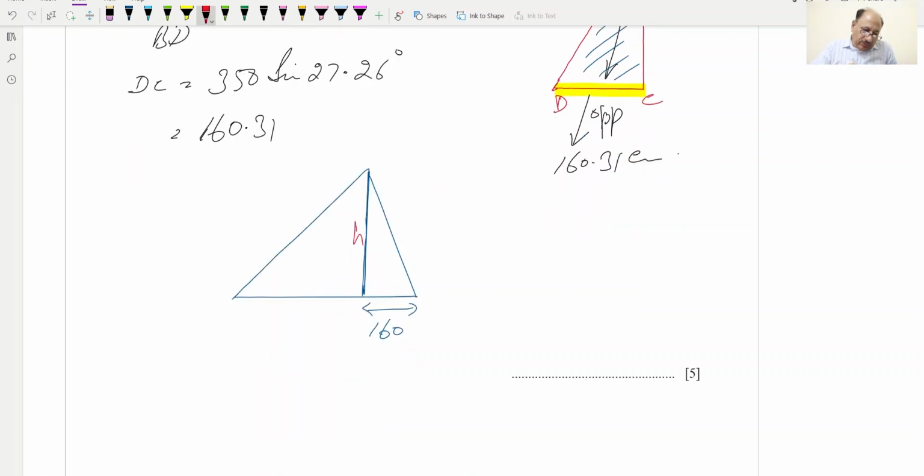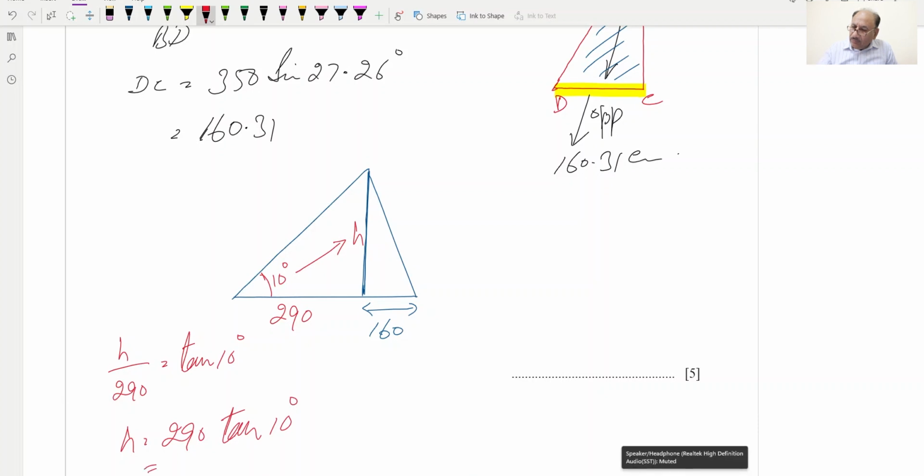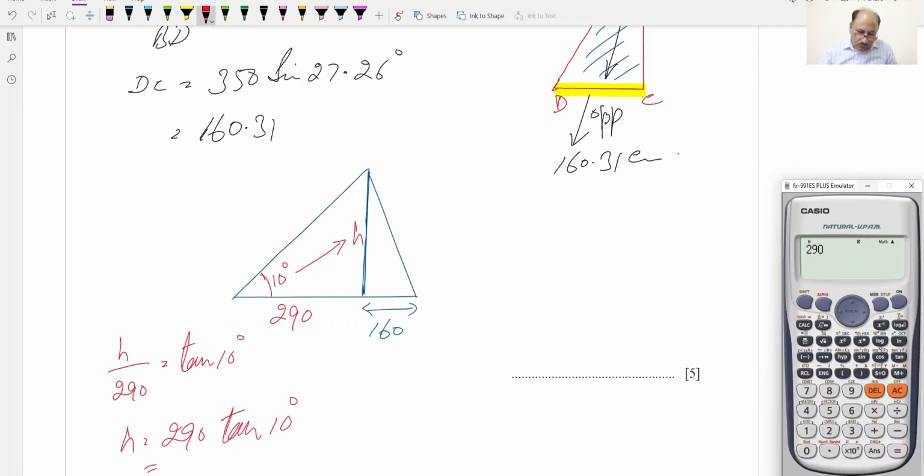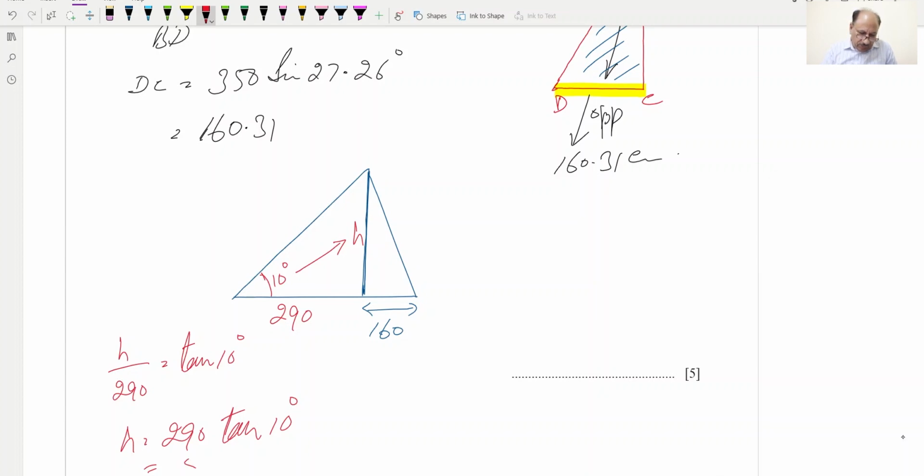Now in this triangle we know this is 10 degrees, and the opposite is basically the height. This side is 290. So we can find H: H over 290 will be equal to tan of 10 degrees. So H will be equal to 290 tan of 10 degrees, and this we can calculate. This will be 290 tan of 10 degrees, and this is equal to 51.13. This will be the value of H.